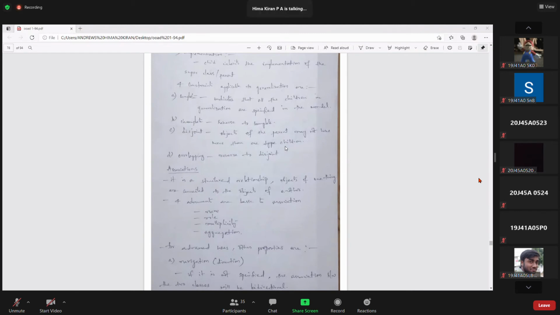I want to know the difference between single inheritance as well as multiple inheritance. You can type it in the chat box, or if you want, you can unmute yourself and speak out the difference between those two things. My question is, what is the difference between a single inheritance and multiple inheritance?